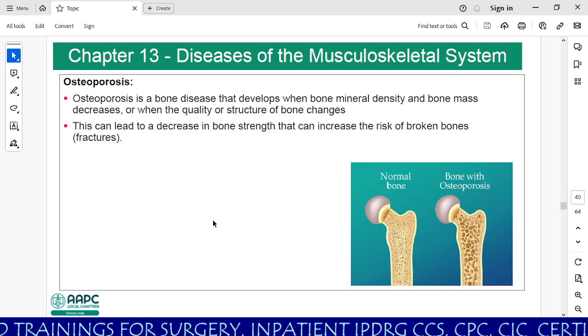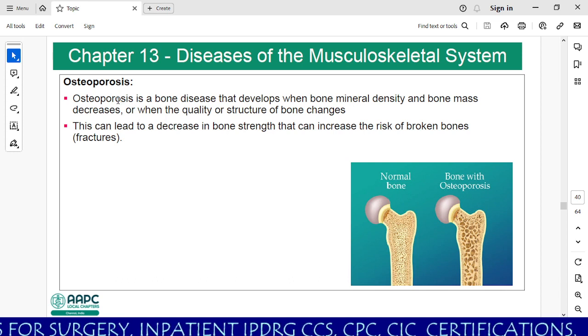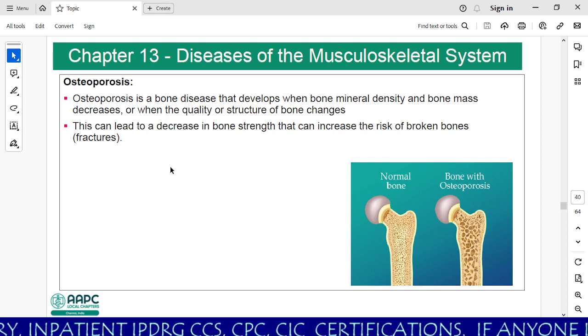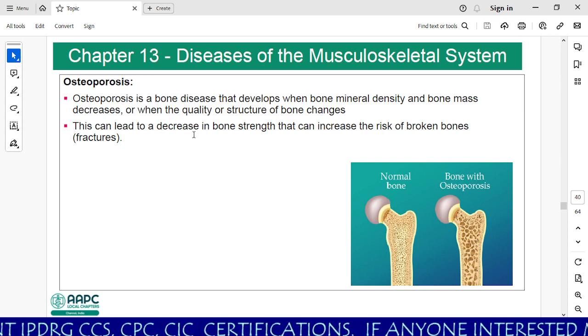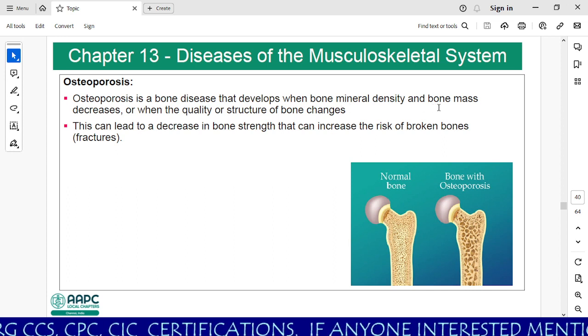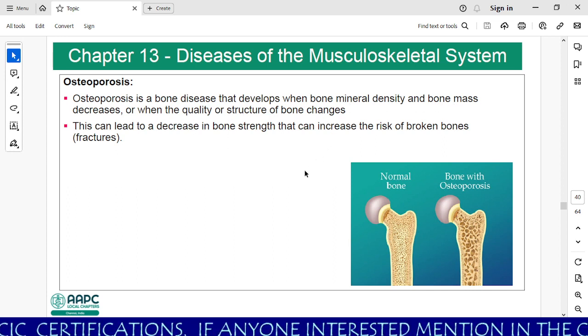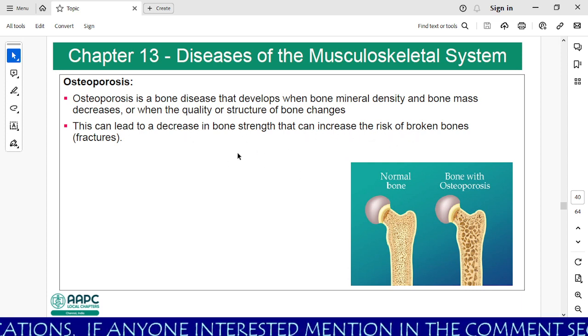Next, we have major additions in chapter 13. This is the musculoskeletal system. So basically here they have added a few codes for osteoporosis. Osteoporosis, as all of us know, is a softening of the bone. It is a bone disease that develops when bone mineral density and bone mass decrease, or when the quality or structure of the bone changes. This can lead to a decrease in bone strength that can increase the risk of broken bones.